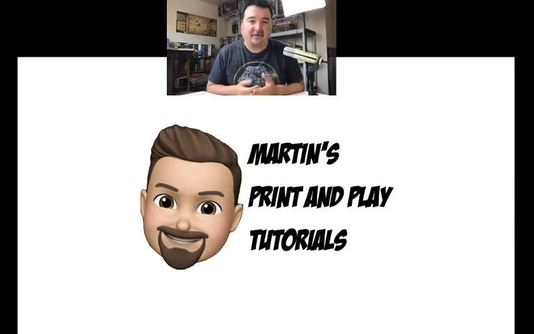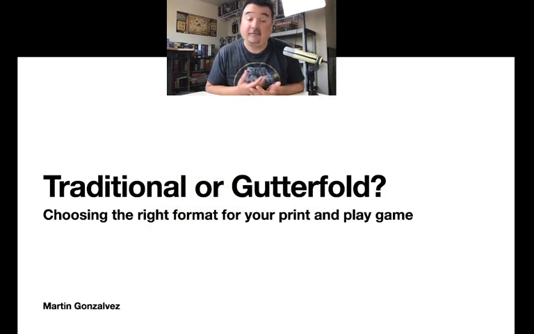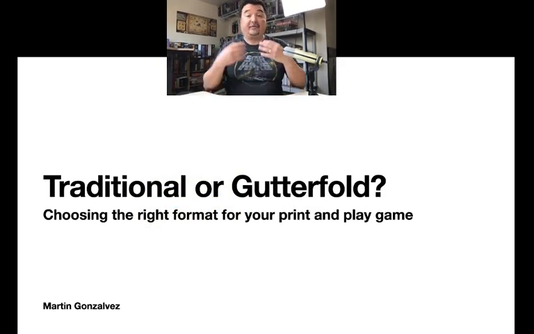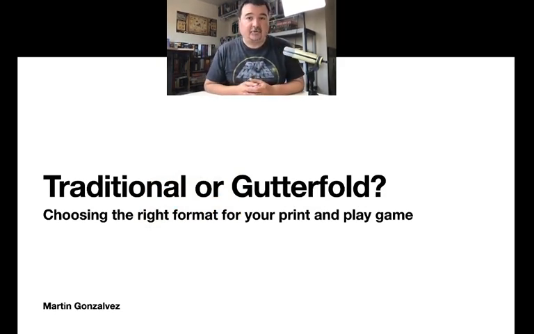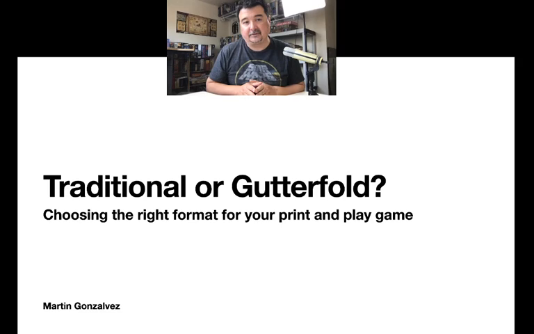In today's video, we're going to be talking about card formats for your print and play game. In particular, we're going to be talking about should you go with the traditional card format or card layout or with the Gutterfold layout. So what goes into the decision to choose that format that you think would be right for your particular print and play game?